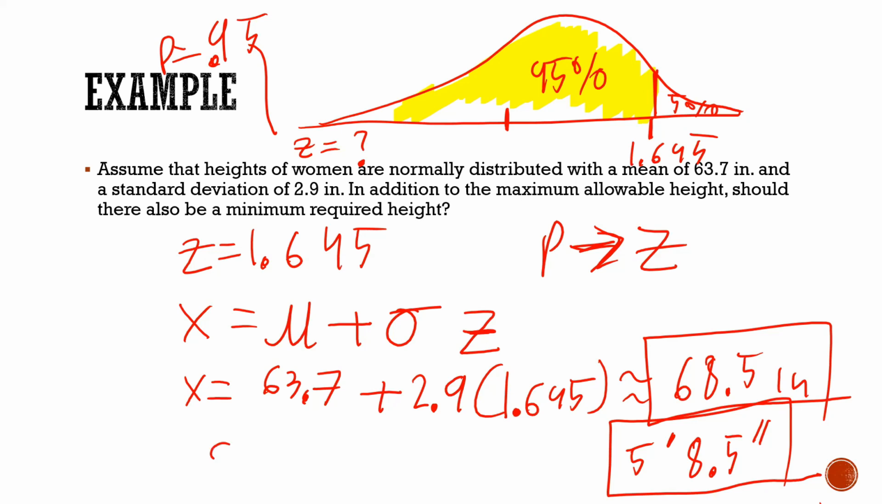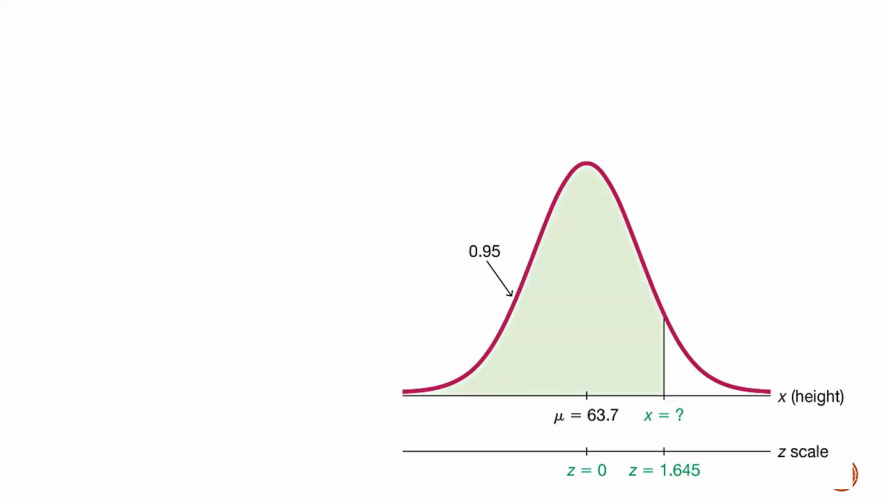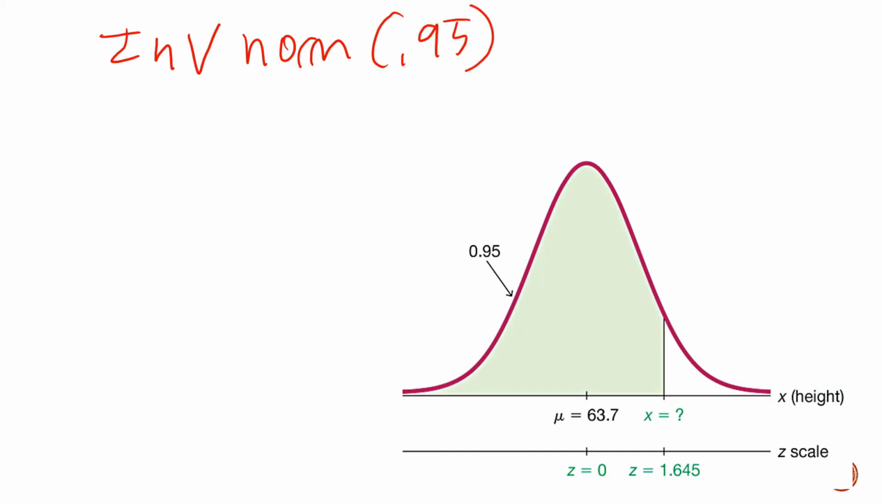So the answer is, if you want to think about this, 95% of women are that height or shorter. So this is how we solved this. If you want to do this in your calculator, same thing, inverse normal. You just do inverse normal, area to the left, of the z-score that you want, right?